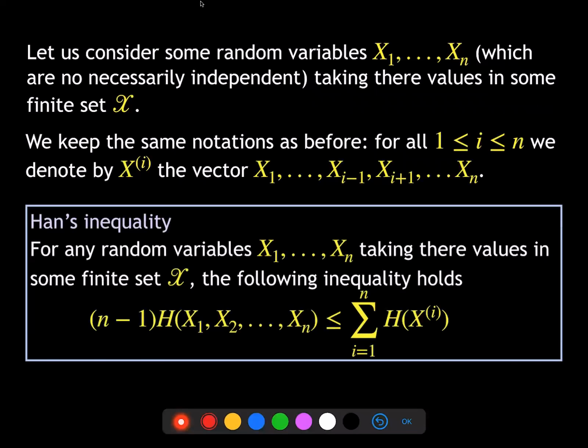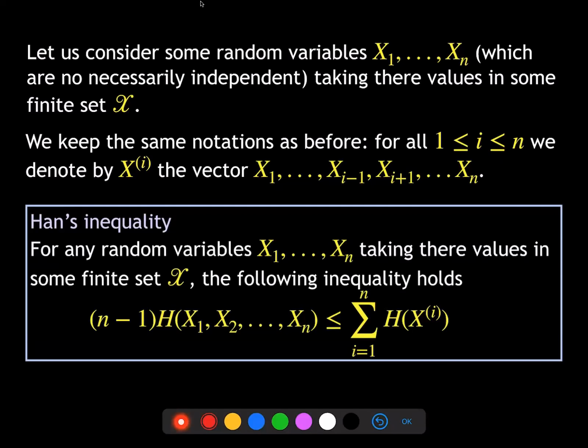And we keep the same notation as before, that is X^[i] is merely the original vector, but I remove the i-th coordinate. And so what does Han's inequality tell you? It is that n minus 1 times the Shannon entropy of the vector X1, X2, ..., Xn is less than the sum of Shannon entropies of the X^[i].